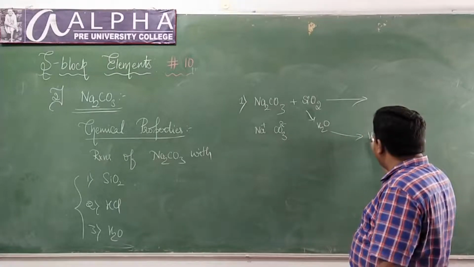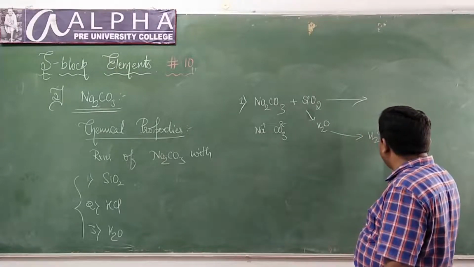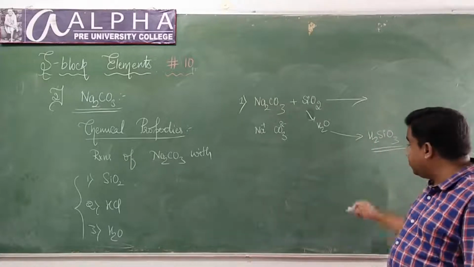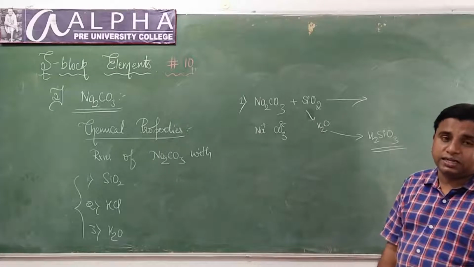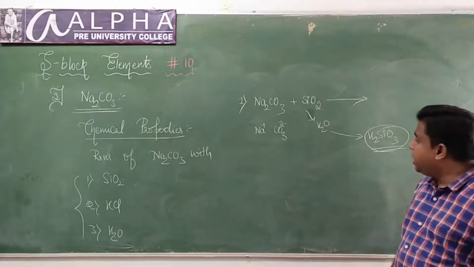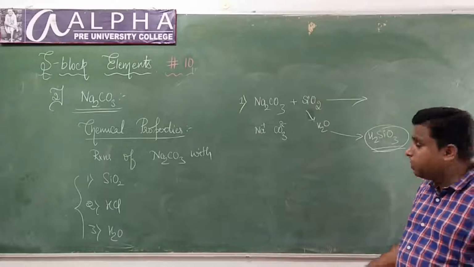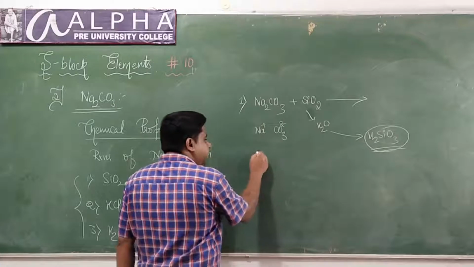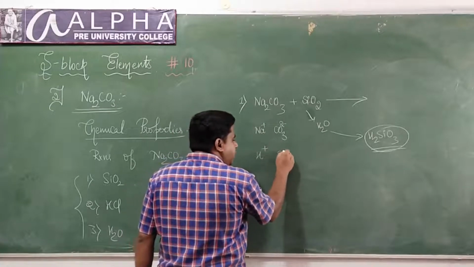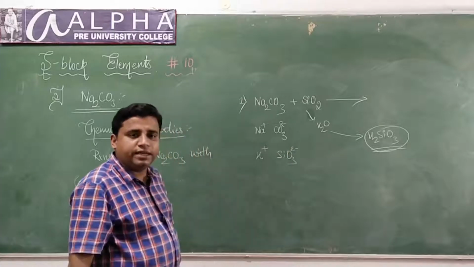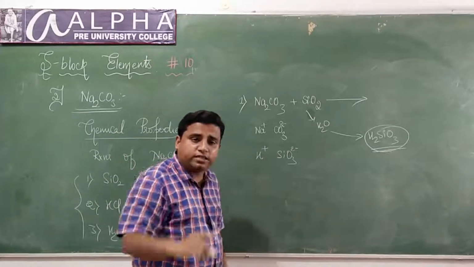It will form H2SiO3, sodium silicate, sorry, silicic acid. What do we call it? Silicic acid, H2SiO3. Now, which ions are present in silicic acid? The ions present in silicic acid are H plus and SiO3 2 minus. Are you able to understand?